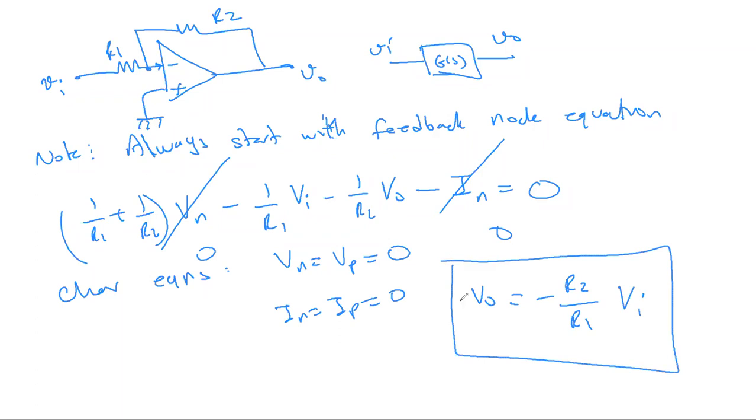This is the transfer function. So my G of S is a static relation, R2 over R1. There is no S term in it. So this is the transfer function, or a model, of this system.